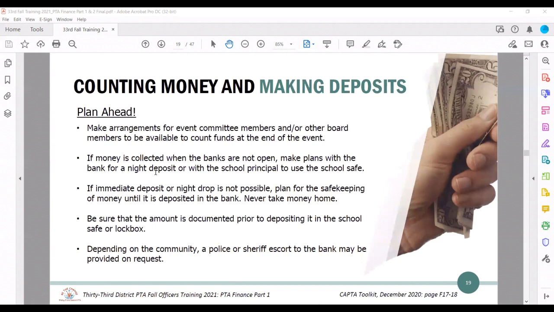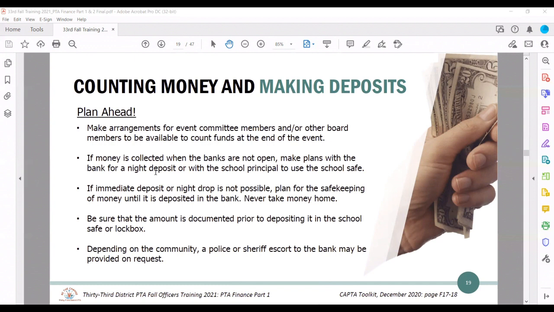So when counting the money, we want to always plan ahead. As mentioned previously, at least 2 PTA members, one of whom should be an officer or a chairman, must count the monies received. The people counting the money shall not be related by blood, marriage, or reside in the same household. If the money can't be deposited immediately or a night drop isn't available, plan ahead for the safekeeping of your money with the school principal to use the school safe until you're able to deposit in the bank.